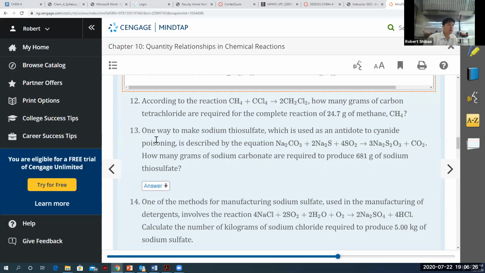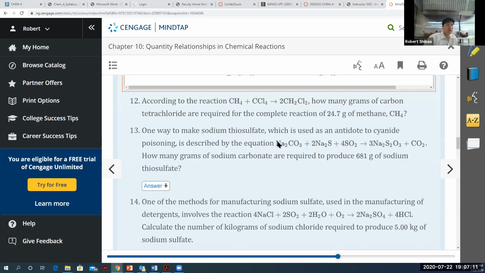the gram conversion. One way to make sodium thiosulfate. Sodium thiosulfate is also a pretty good reducing agent compared to sulfate. You know, when we throw in that sulfur in there, sulfur is a lot more electron rich than oxygen, okay, which is used as an antidote to cyanide poisoning. So sodium thiosulfate, I wonder how that works, you know, what the mechanism for that is. That would be pretty interesting. Cyanide's like carbon monoxide. You know, cyanide attaches to iron and hemoglobin and prevents oxygenation of your blood.